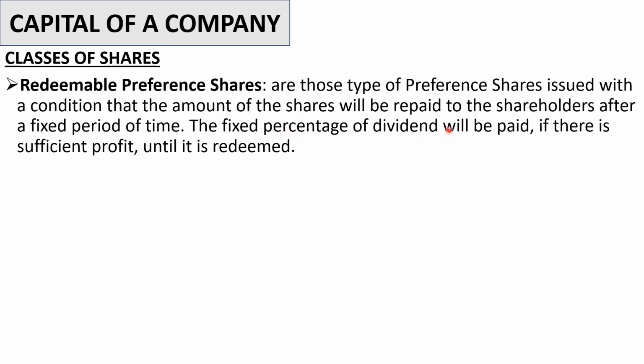The fixed percentage of dividend is to be paid if there is sufficient profit until it is redeemed. So meaning that in these 5 years, from the time he has bought the shares to the time the company gets back its share by giving the person their money, the person has to be paid the dividend when the company has performed well. Each year within these 5 years, that person has to be paid the dividend if the company has performed well. But after 5 years, when we buy back our share, that person will stop receiving dividends. So the company has redeemed its share, hence redeemable preference shares.